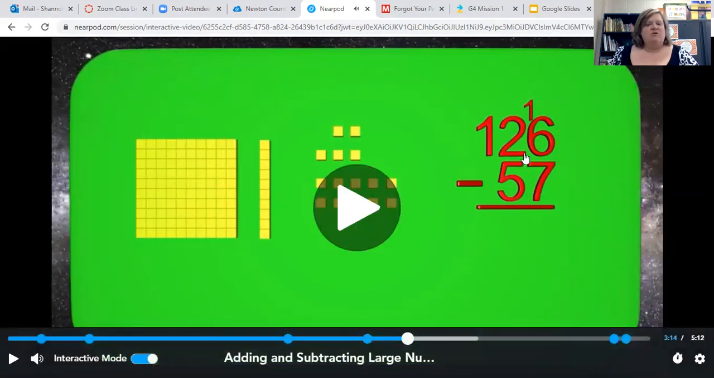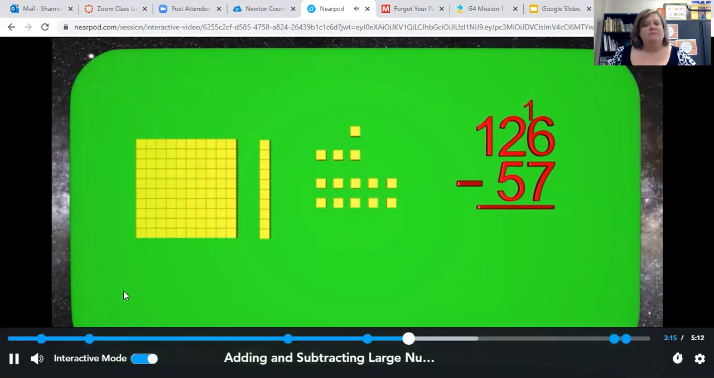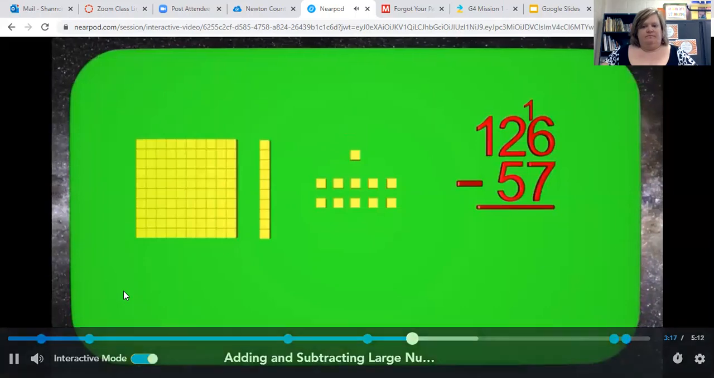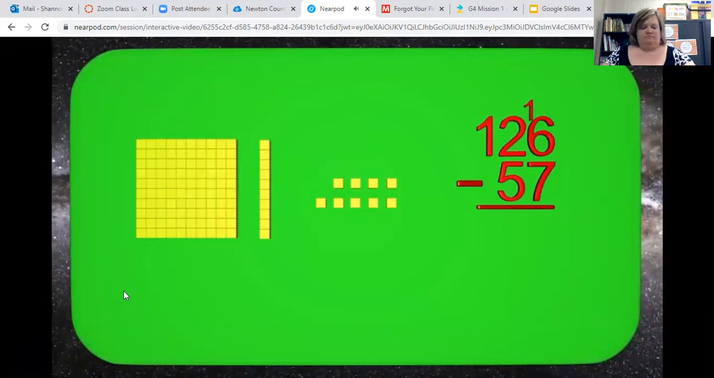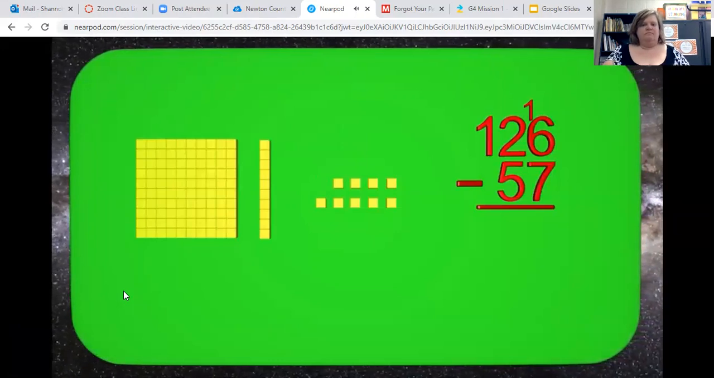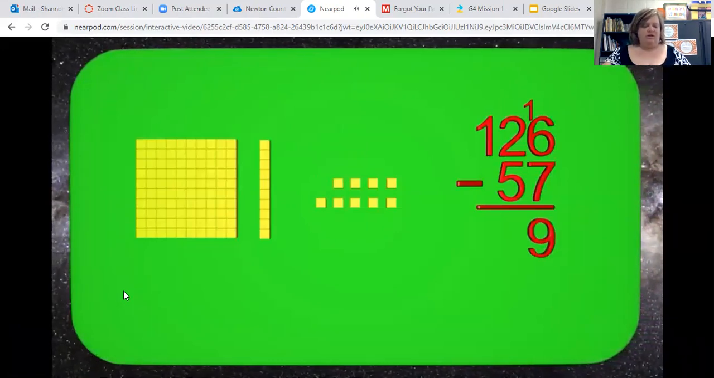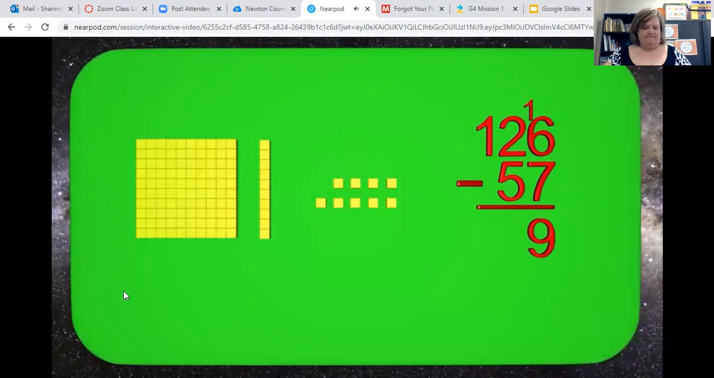Before we do that, I want to talk about this: we took a 10 and we made it 10 ones. This 1 here now stands for a 10. So 10 plus 6 gives me 16 total blocks, and now we're taking away 7. 1, 2, 3, 4, 5, 6, 7. How many ones blocks do I have left? 9.